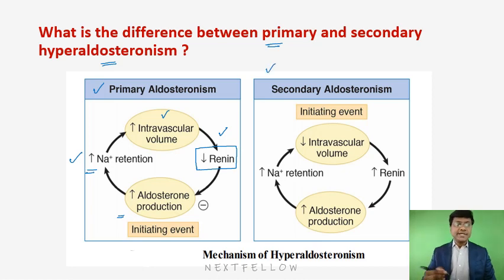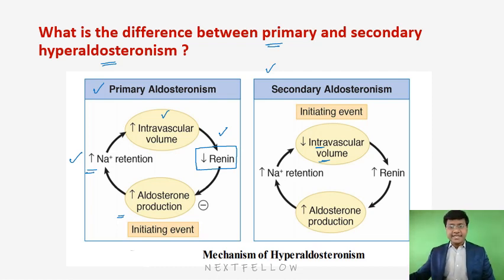Now, in secondary hyperaldosteronism, what is the initiating event? The initiating event in secondary hyperaldosteronism is a decrease in the intravascular volume. This decrease in intravascular volume could be due to hypotension, dehydration, cirrhosis of liver, or congestive heart failure.